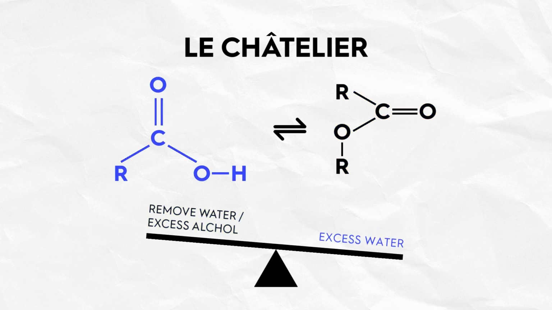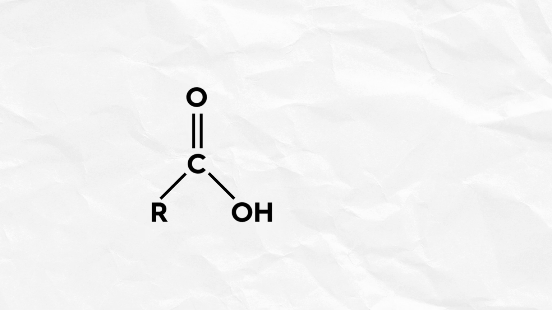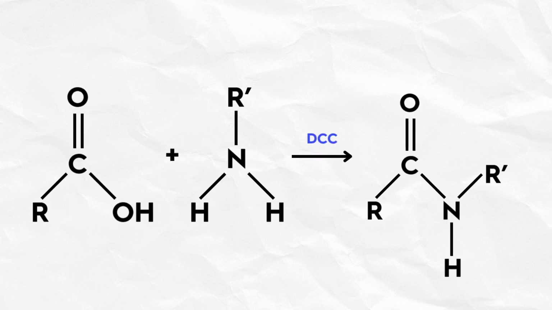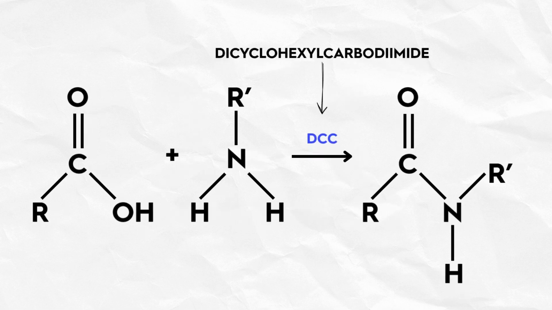Le Chatelier in action. To make amides, couple the carboxylic acid with an amine using DCC, or dicyclohexylcarbodiimide. The reagent activates the acid, letting the amine form the amide bond. A key step for peptide synthesis in the lab.